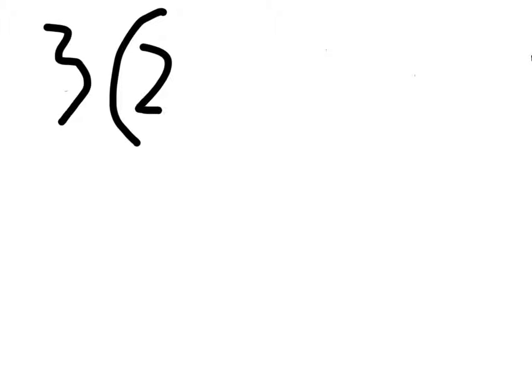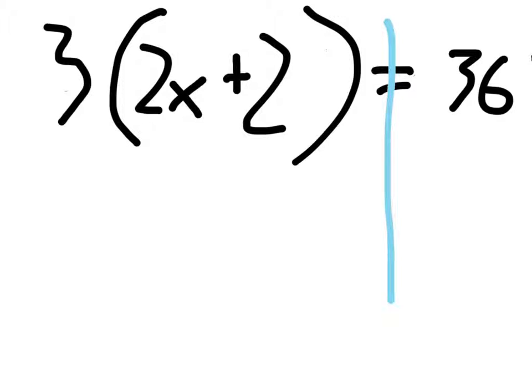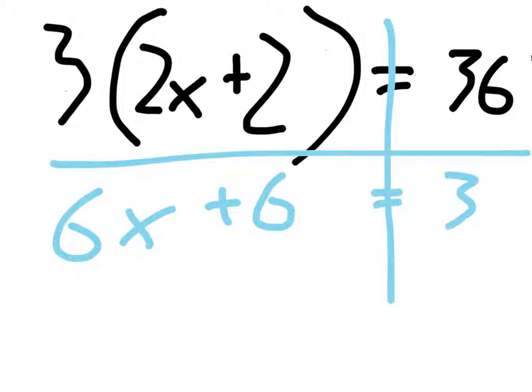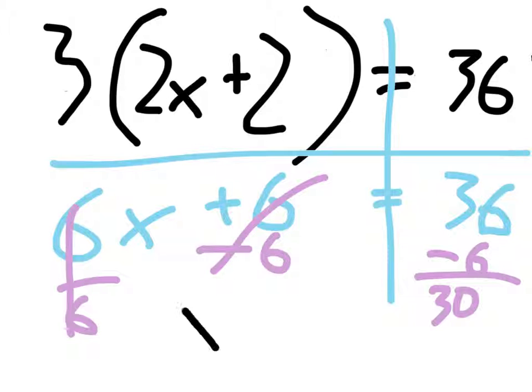So first you do the distributive property shown in the problem right there. So basically you multiply 3 times 2x and 3 times 2. So basically it'd be 6x plus 6 equals 36. And then now you do the regular two-step equation shown in our previous videos, and it's pretty much it, which is x equals 5.